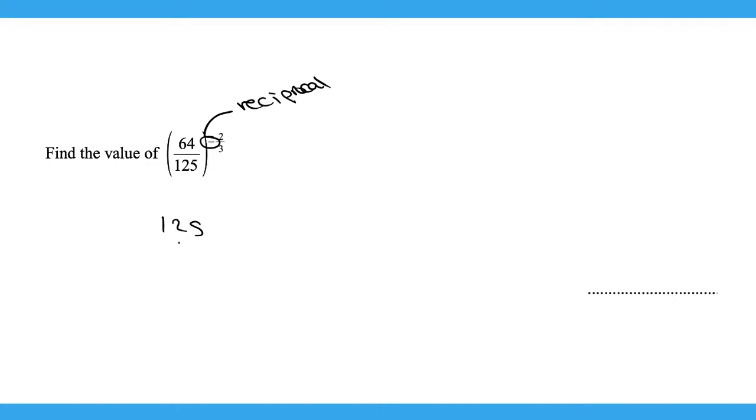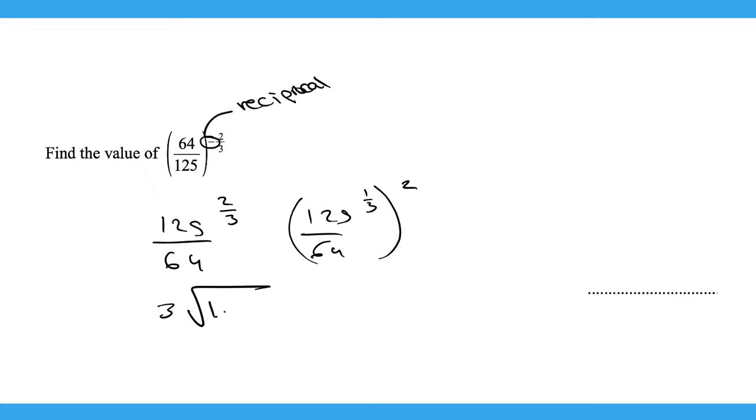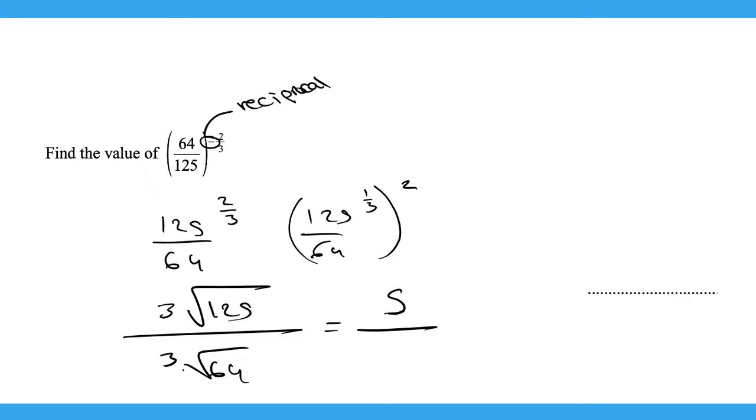We will get 125/64 to the power of 2/3. Okay, now 2/3 we can split apart. We can split it into 1/3 and then 2. So 125/64, we're going to find the cube root of it first, and then we're going to square it. So what's the cube root of 125 and what's the cube root of 64? The cube root of 125 is just 5 over the cube root of 64, which is just 4.